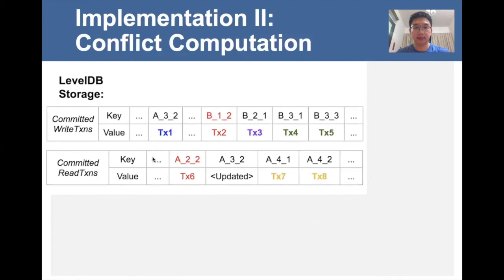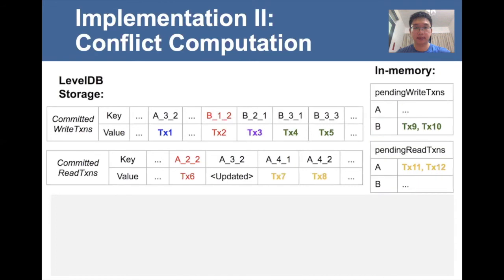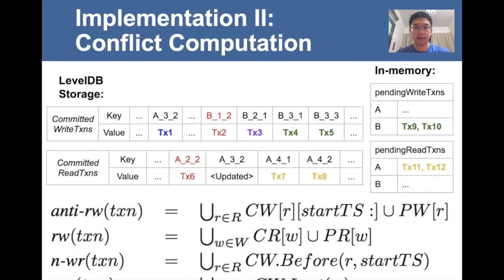Similarly, the key of CR consists of the concatenation of a record key and the commit sequence of the transaction that reads the key's latest value. In memory, we also use a pending write transaction index PW and a pending read transaction index PR to index pending transactions with these access records. Due to this special data organization, for a new transaction with read set R and write set W, we can easily use the following formula to compute the conflicted transactions, such as anti-rewrite and so on.